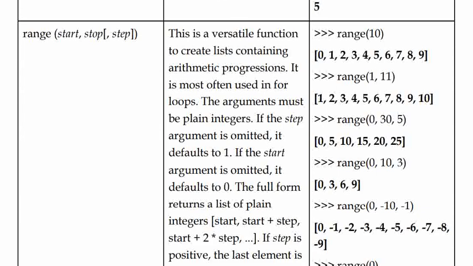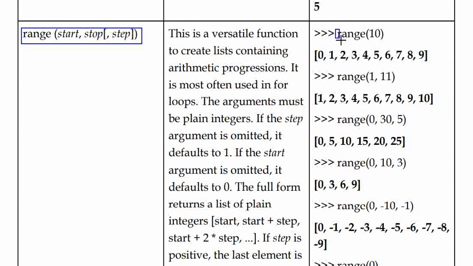Next built-in function is range(start, stop, step). This is a versatile function to create a list containing an arithmetic progression. It is most often used in for loops. The arguments must be plain integers. If the step argument is omitted, it defaults to 1. If the start argument is omitted, it defaults to 0. The full form returns a list of plain integers: start, start plus step, start plus 2 times step, if step is positive.